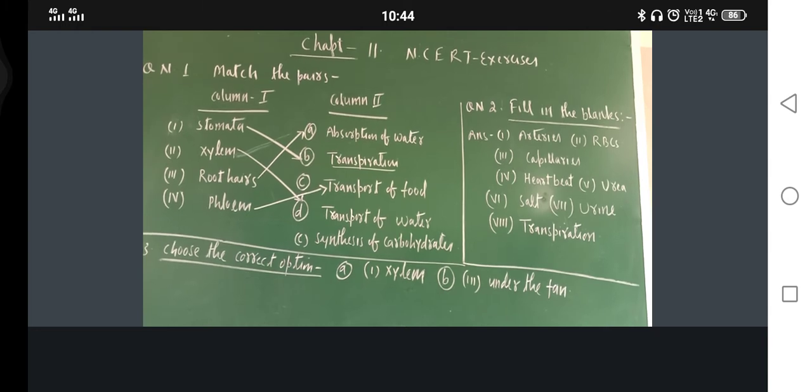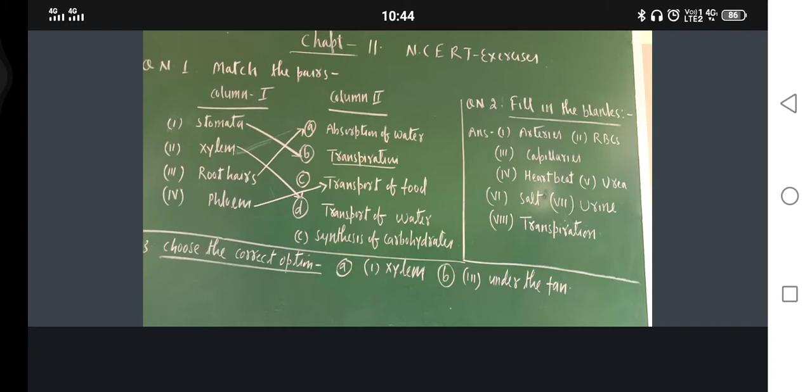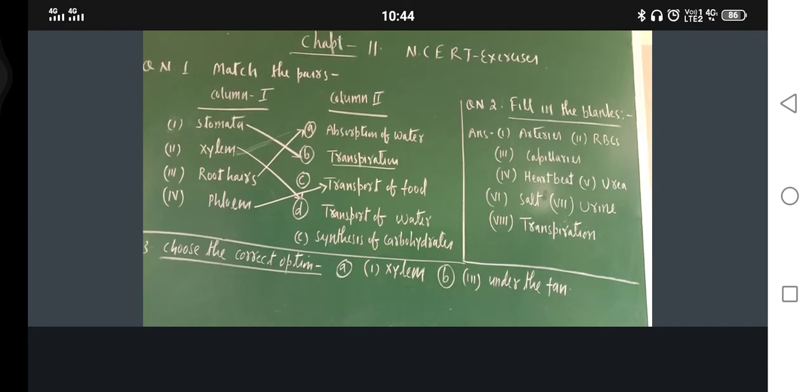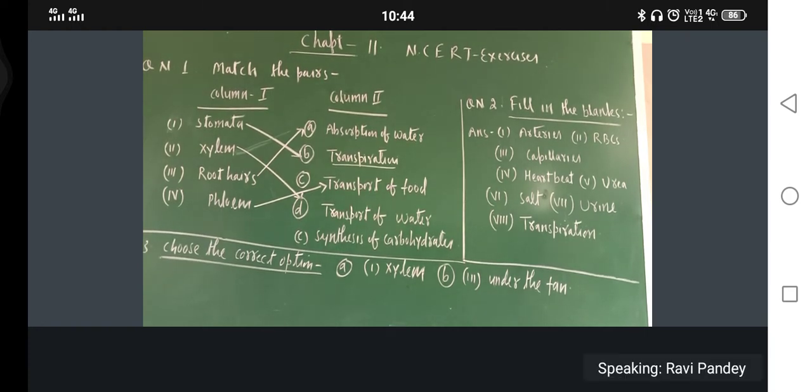Next question: why is transport of materials necessary in a plant or in an animal? Explain. First I should rub this one, then we'll go for that one. Just see here the transport of material.